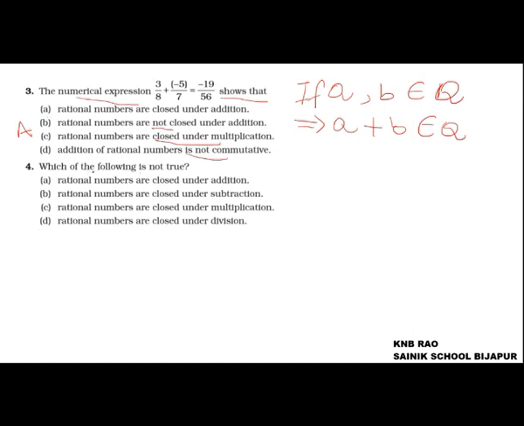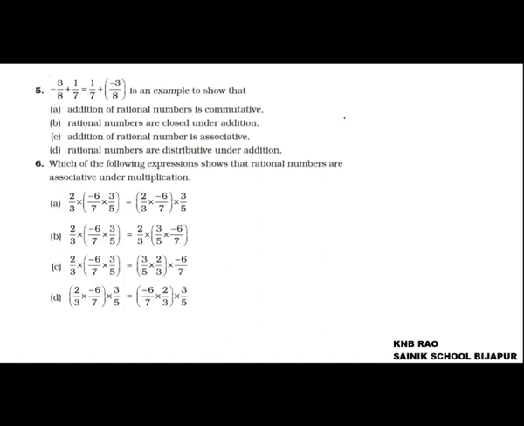Which of the following is not true? Rational numbers are closed under addition, they are closed under addition. They are closed under subtraction. That is also true. Rational numbers are closed under multiplication. It is also true. Rational numbers are closed under division, which is not true. So the right answer to this, not true, is D. So next question, fifth one.